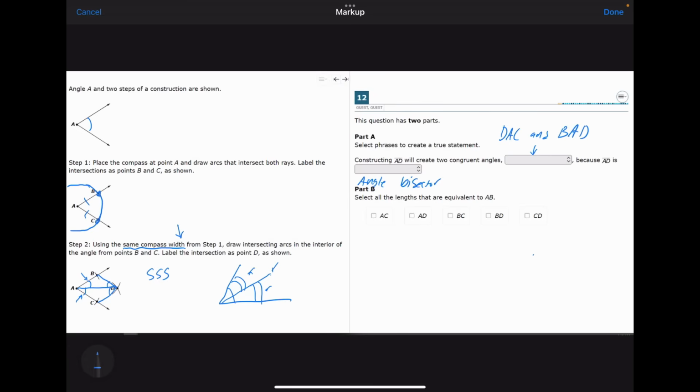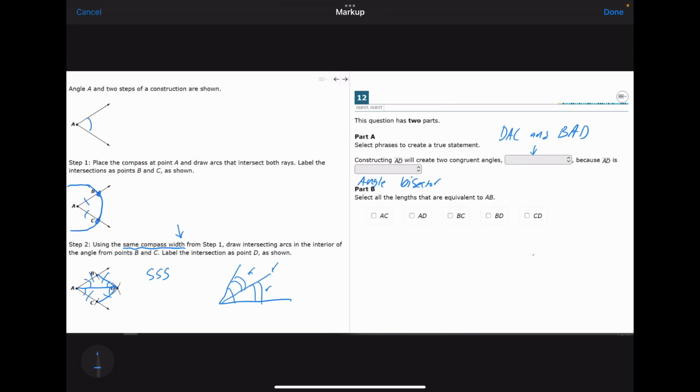But this statement is now true, so we've constructed AD, which creates two congruent angles because it's an angle bisector. And this second part, part B, we've also discussed in pretty significant detail, which is to say that all of the side lengths of this shape are equal, because you can follow the construction.